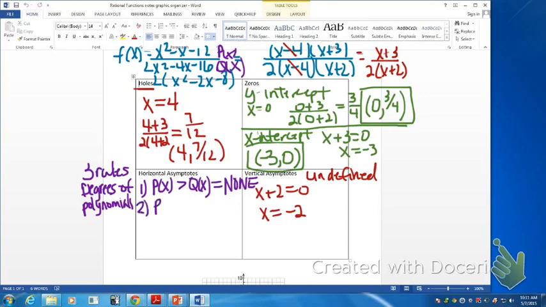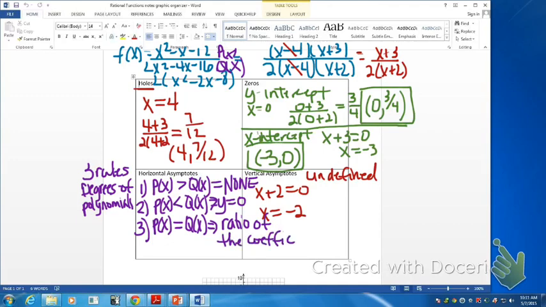The second condition: the degree of your P of X is less than the degree of your Q of X. If that occurs, then your horizontal asymptote is at y equals 0. And then the third condition, can anybody tell me what it is? If they are equal. If your degrees equal each other, that means your asymptote will be the ratio of the coefficients. So 3 conditions.